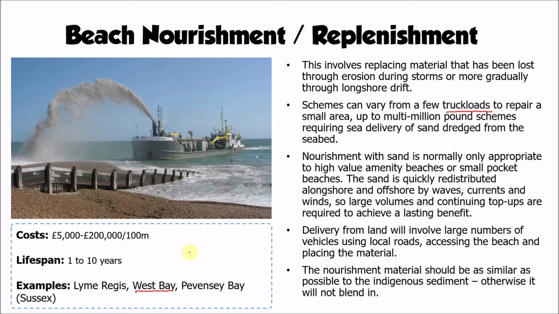up to much larger schemes like we can see here. This is in Pevensey Bay in Sussex, where sediment has been dredged offshore and that is being sprayed, what we call rainbowed, onto the beach, where it will then be moved around by bulldozers. This is a very expensive technique, and actually when you look at the upper end of the cost of it, it isn't far off the cost of a sea wall.